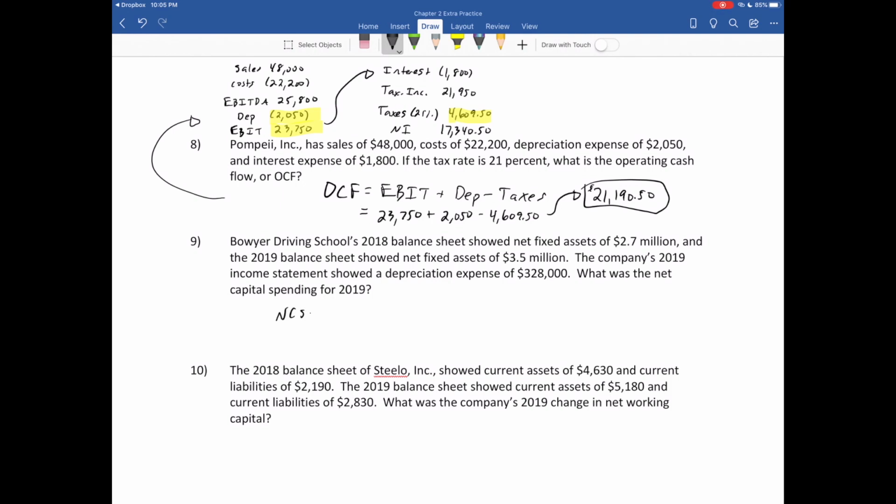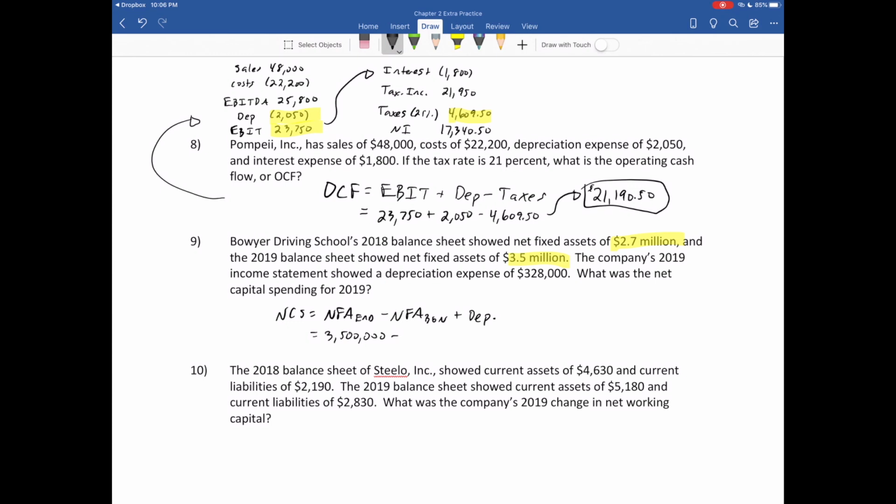So net capital spending is equal to net fixed assets at the end minus net fixed assets at the beginning plus depreciation. So we have net fixed assets at the end of $3.5 million minus net fixed assets at the beginning of $2.7 million.